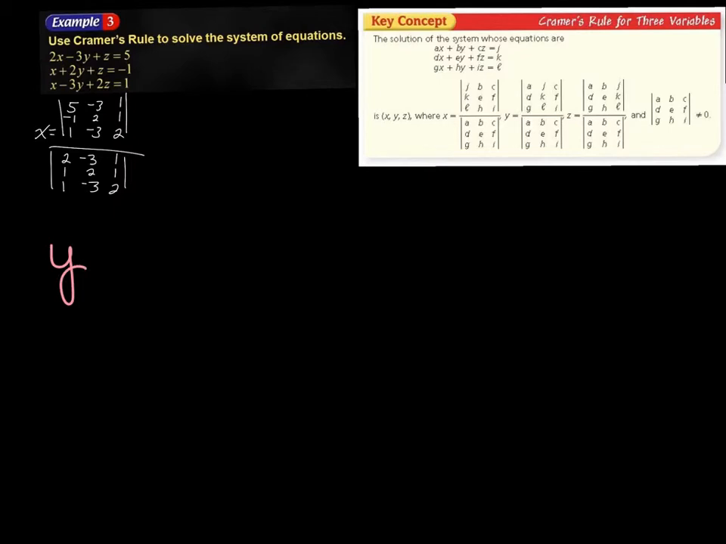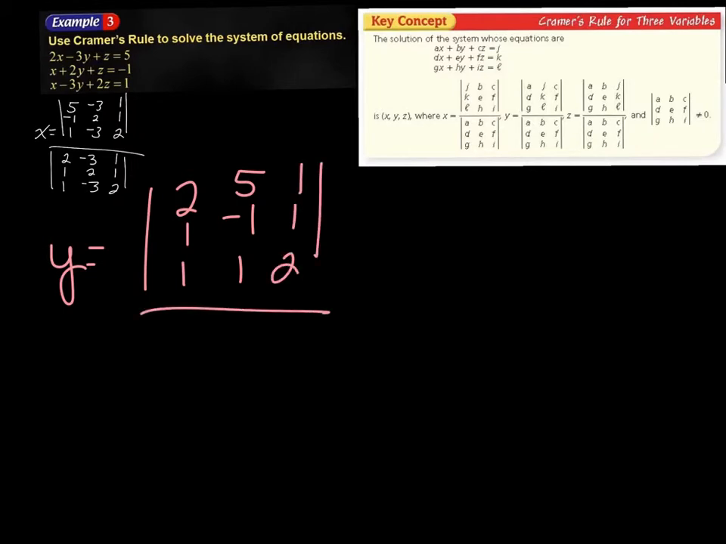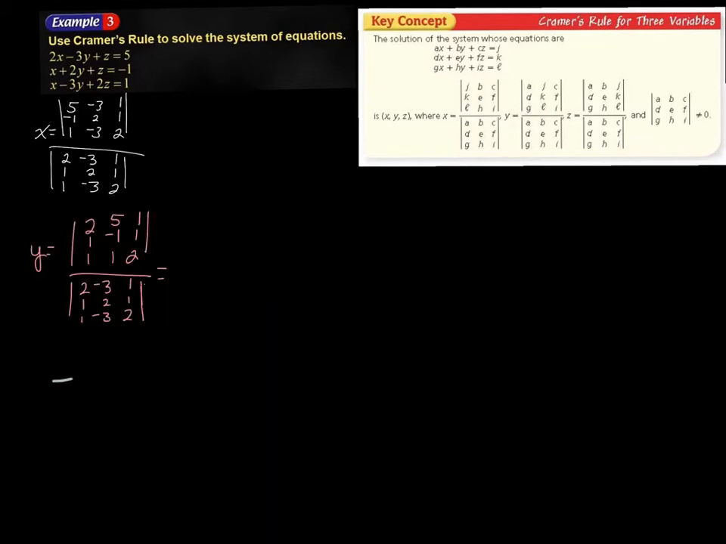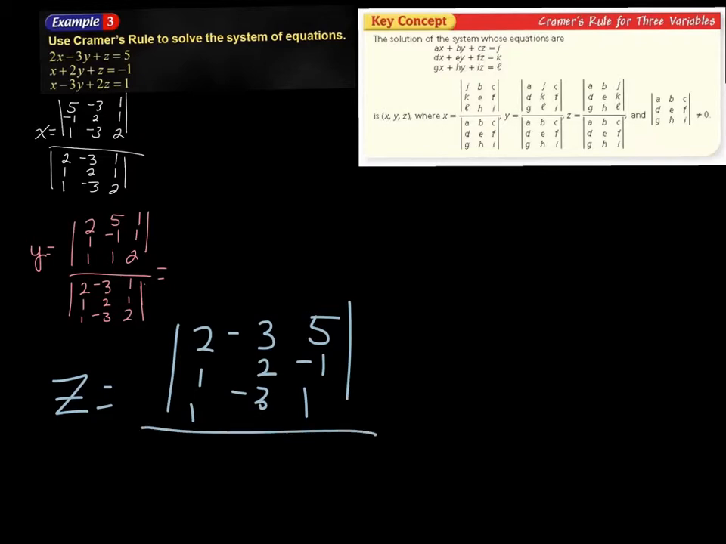Okay, let's get the setup done for Y as well. So coefficients of X, constants, and coefficients of Z over the thing we already wrote. Let's get Z set up, and then we're going to use the calculator. So we have coefficients of X, coefficients of Y, and constants over the coefficients that we already wrote.